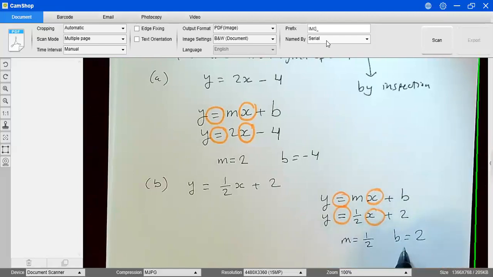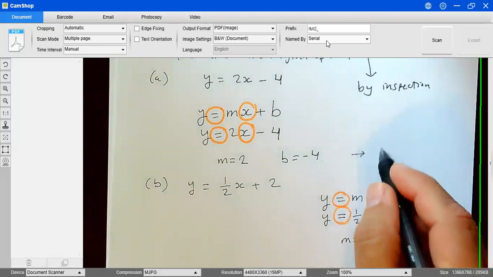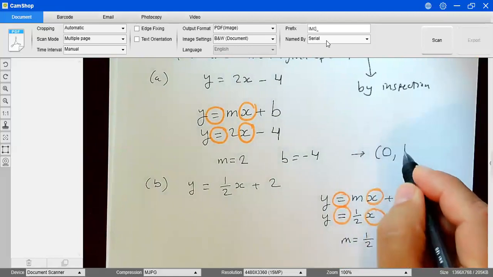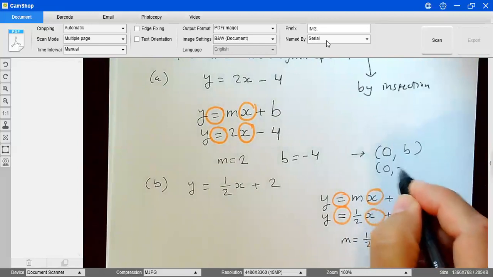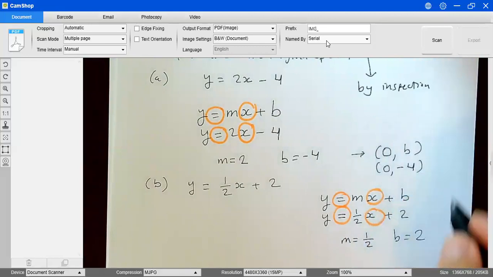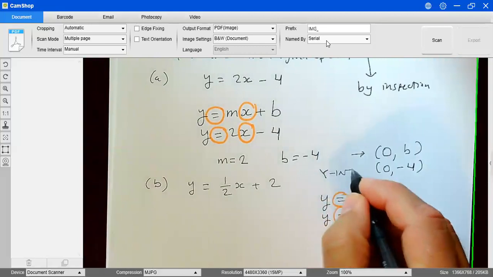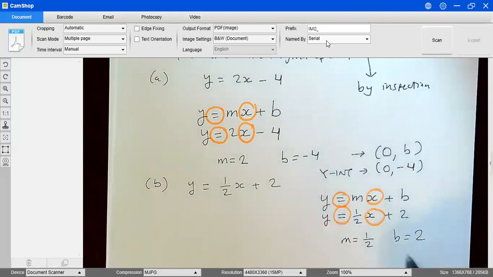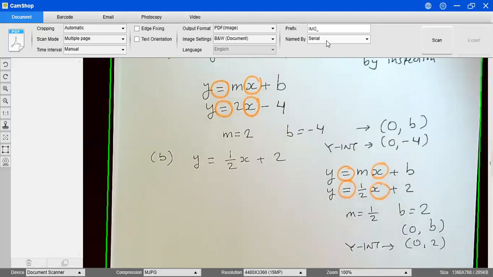The y-intercept is 2. If you need the point, the y-intercept, the coordinates, remember that you need to write 0, b. So in the previous case, it's going to be 0, -4. That's the y-intercept. And in this case, 0, b is 0, 2. So that's the point where the y-intercept is.